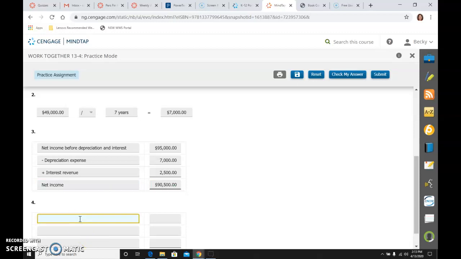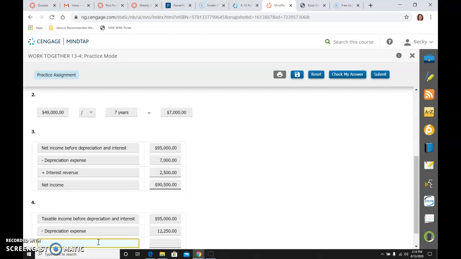Then the fourth step says to do taxable income before depreciation and interest. Same number. We're starting at the same spot for book and tax. We will subtract the depreciation expense, and that is $12,250, which they told us in the directions for tax purposes.